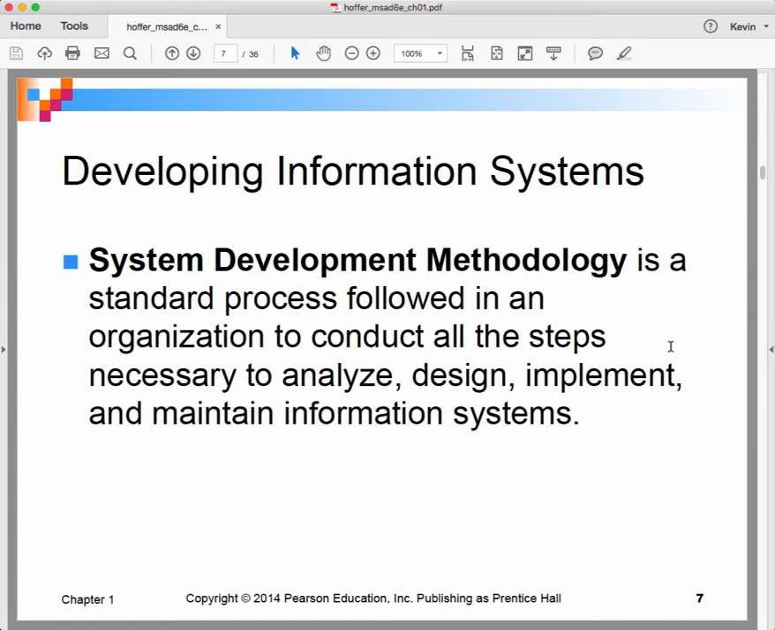Okay, so no matter what approach you take to developing an information system, implicit or explicit in that is some kind of a system development methodology. I talked about one that was, I think, popular in the very beginning of computing, that was just start coding. And perhaps people would say, well, that's not a methodology at all. And I would say, well, au contraire, it's not a good methodology, but it was the methodology of the day. Okay, so what we've done is we've become more sophisticated than that over time. So a system development methodology is a standard process followed in an organization to conduct all steps necessary to analyze, design, implement, and maintain information systems. So it is a sort of a roadmap of the work that has to be done in systems development.